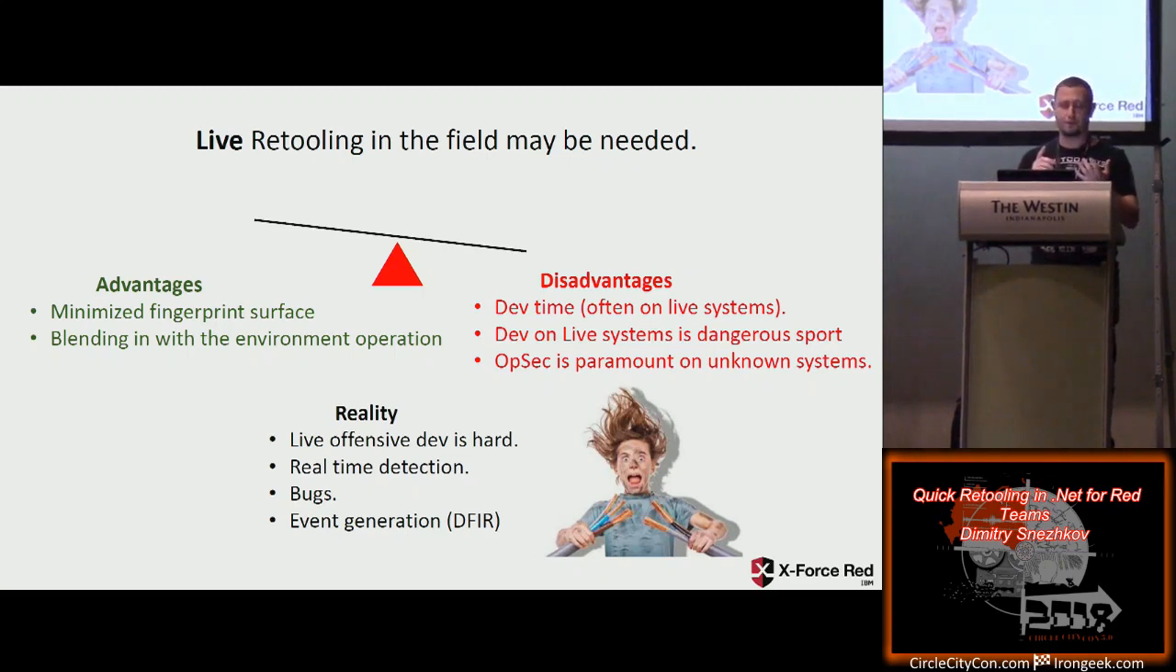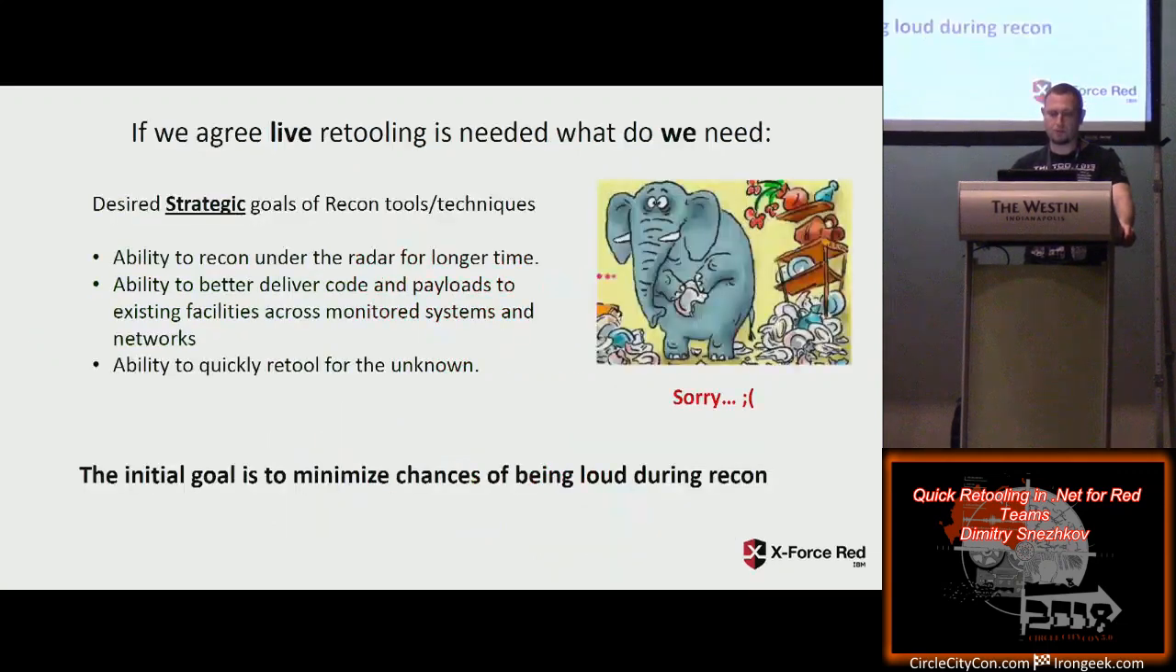First thing is dev time is very high, right? You're doing it on a live system, you have bugs, you will be able to reveal yourself right there. So your operational security is minimized. And so you also have to get to the point where you can actually code well on the system without being discovered. So the idea here, for our strategic purpose, is that we need to be able to recon under the radar for a long time and not be loud enough to get discovered. We also need to be able to quickly retool for things that we discover on the system, things that are unknown.